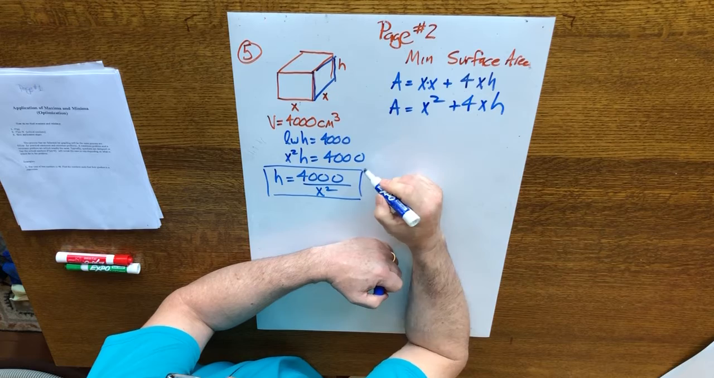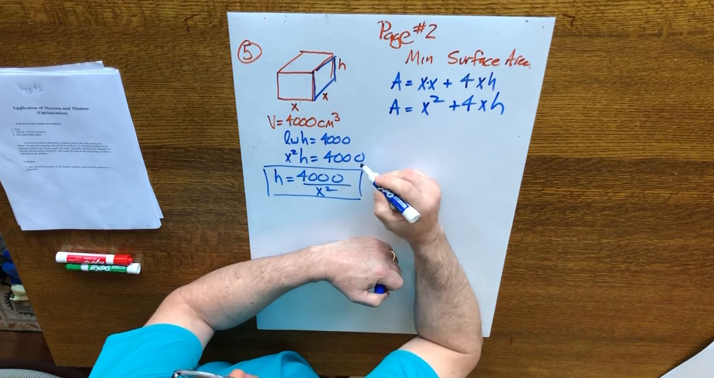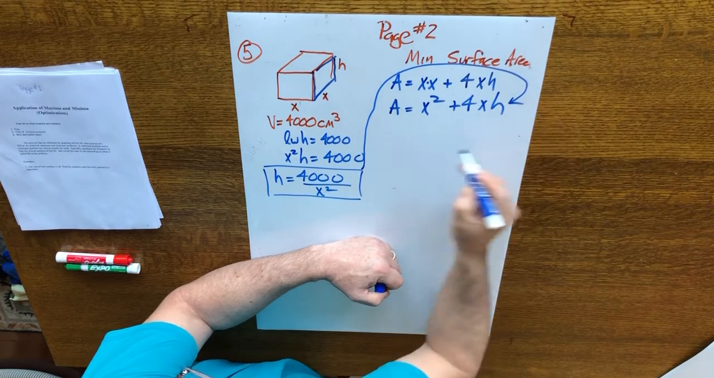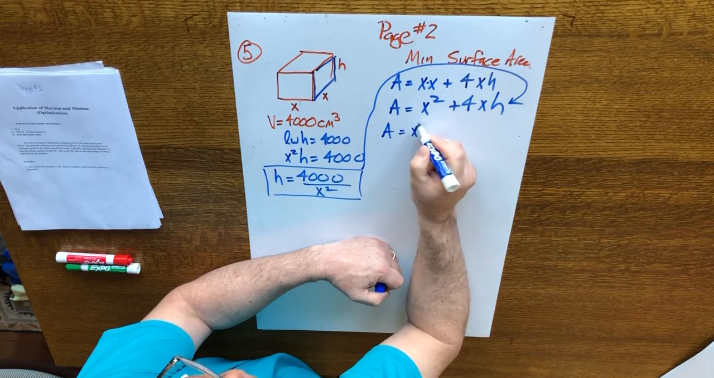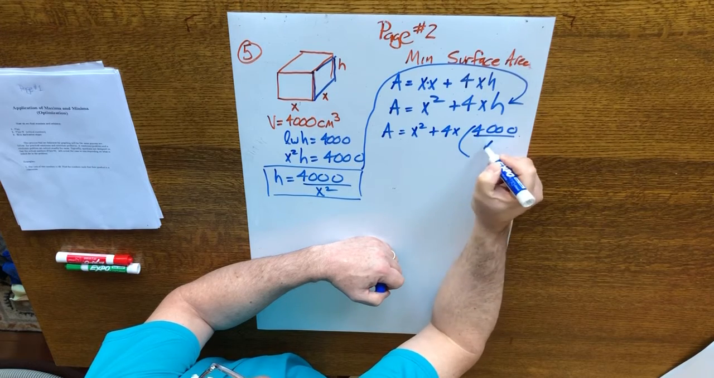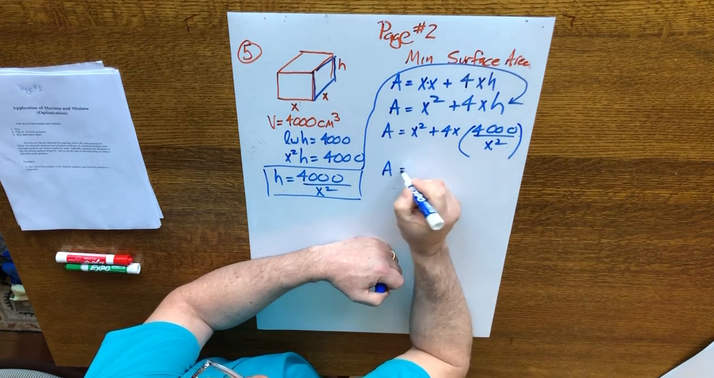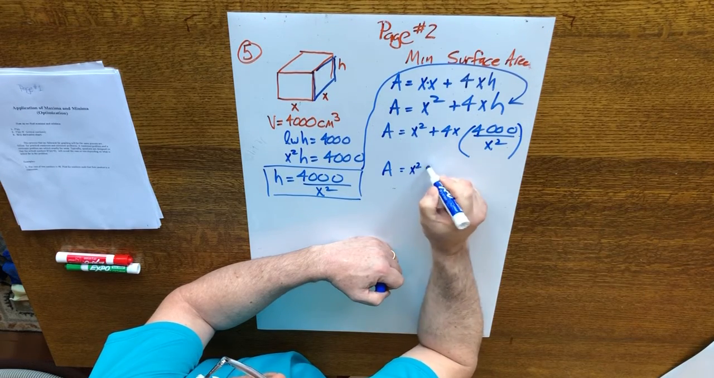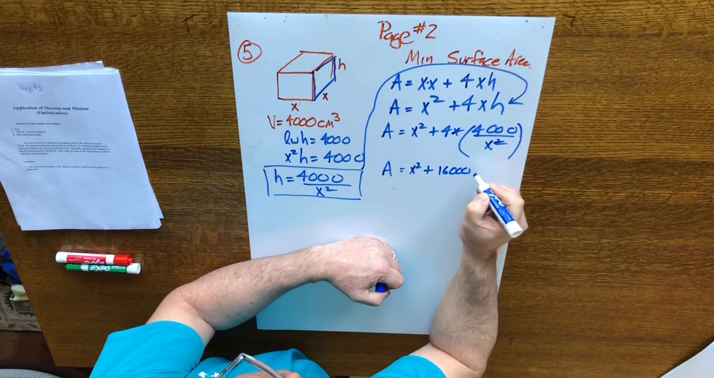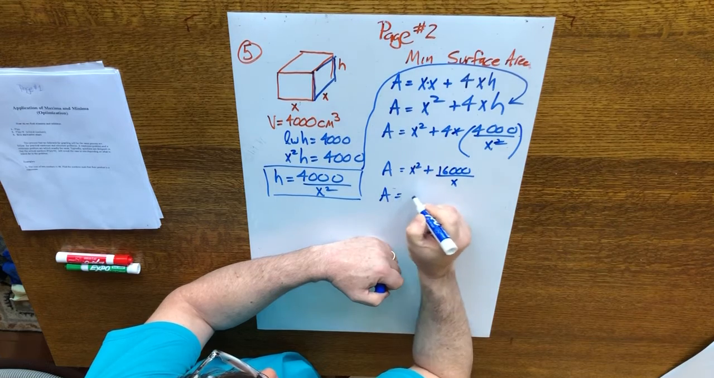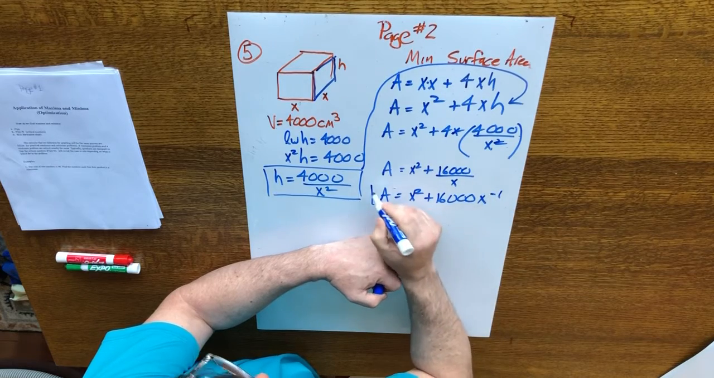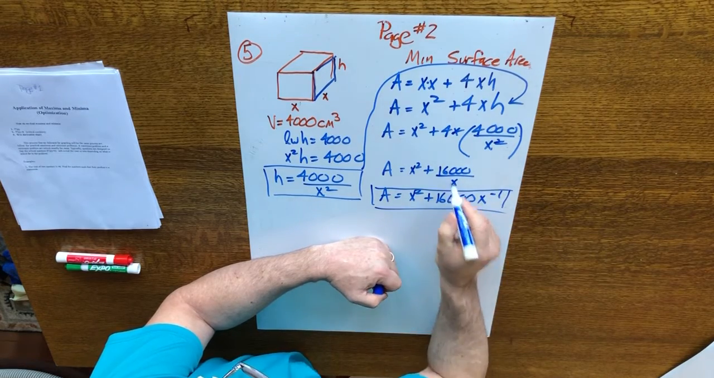Now we're going to take this relationship, which I already solved for h. In this case, it was easier to solve for h than for x. So I chose h. That was a bit more obvious, and I'm going to substitute it right in there. So A equals x squared plus 4x times 4,000 over x squared. Simplifying that expression, I get x squared plus, cancel one of these x's off, and I've got 16,000 over x, which I will simplify down to this, because it's easier to take the derivative of this expression than this one.